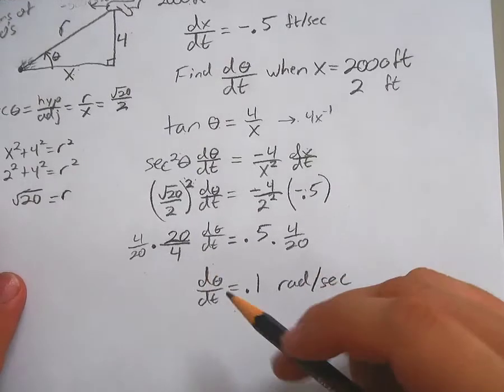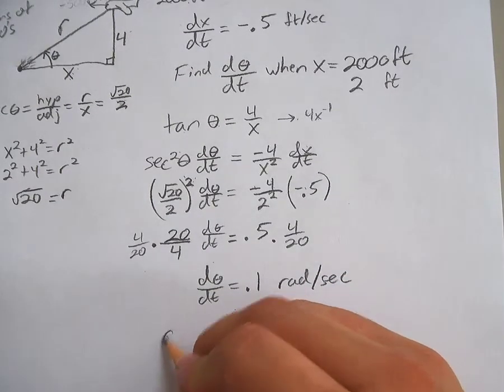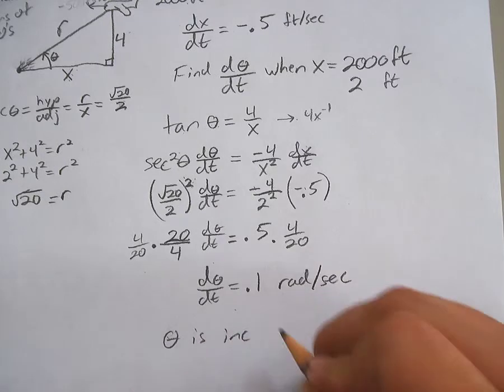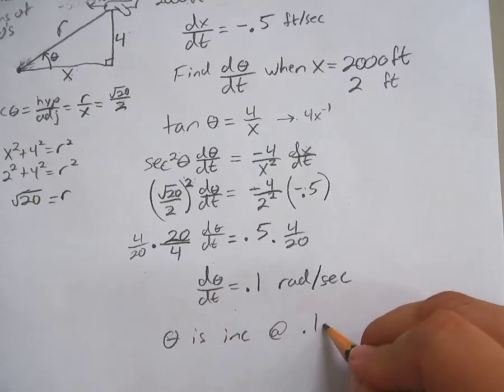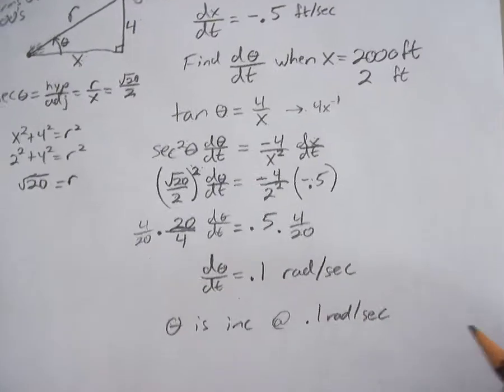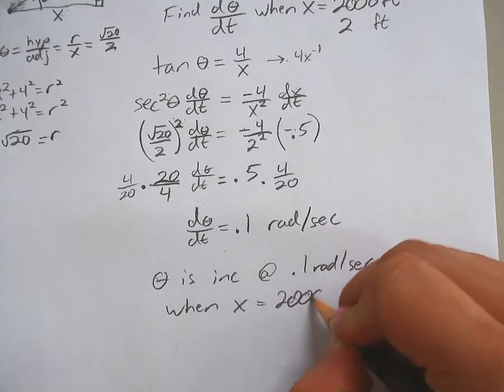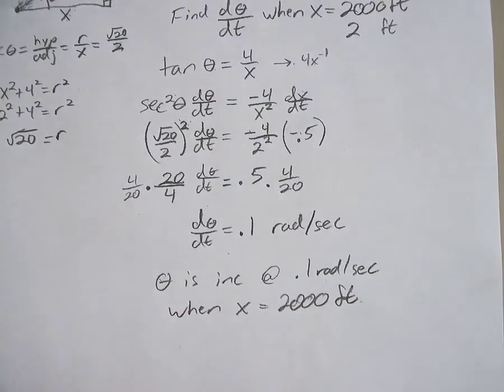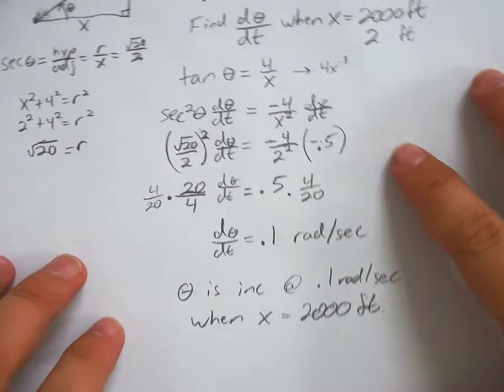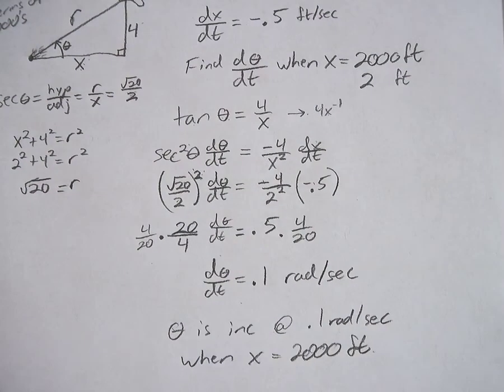So d theta says that theta is increasing at 0.1 radians per second when x is 2,000 feet. Now, since that's a ratio, the 0.1 is not going to change because we're measuring angles. 0.1 is not going to change at that time. The 2,000 could go from the 2 to the 2,000. That's okay because you're just measuring a ratio that goes along with this triangle. All right? That's all.